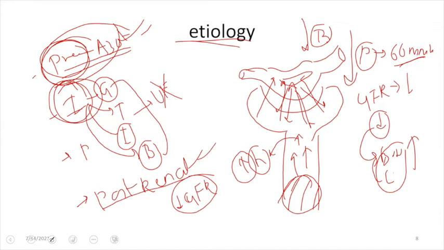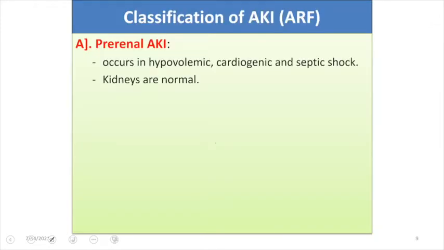These are all about the etiology of acute renal failure, or acute kidney injury. As I discussed, it can be a pre-renal cause. What are the pre-renal causes? In pre-renal causes, the kidneys are absolutely normal, and it occurs because of decreased blood flow to the kidney. It can happen due to a hypovolemic condition, a cardiogenic condition, or septic shock.